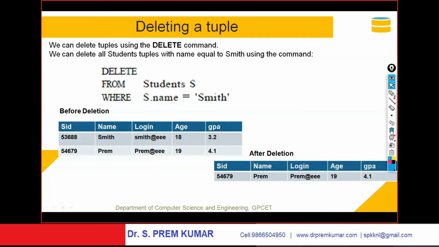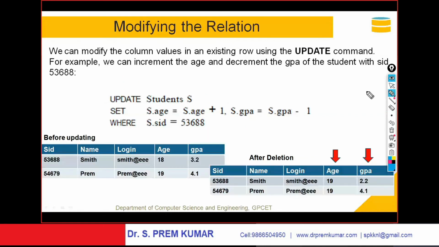I'm proceeding to the next one. Modifying. I want to perform some modification activity. Coming to this modification activity, modifying a relation. For example, this is the data. Once you observe this relation, let me say this is a students relation. The name of the table is students. Let us think it is a students table.